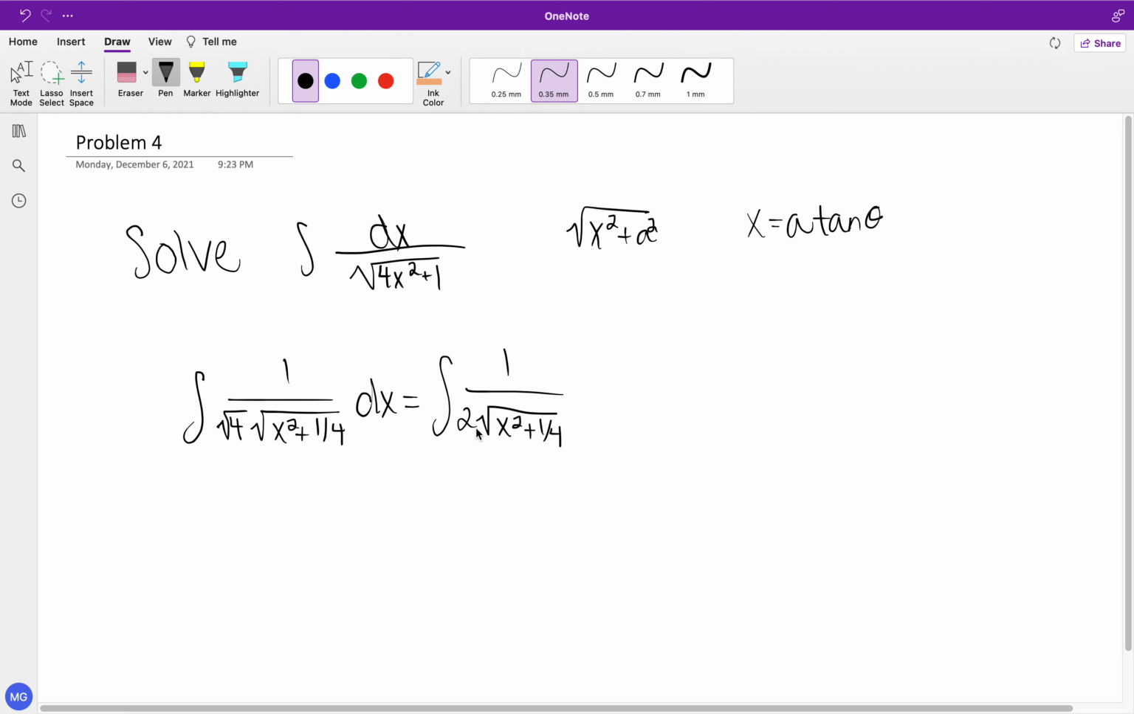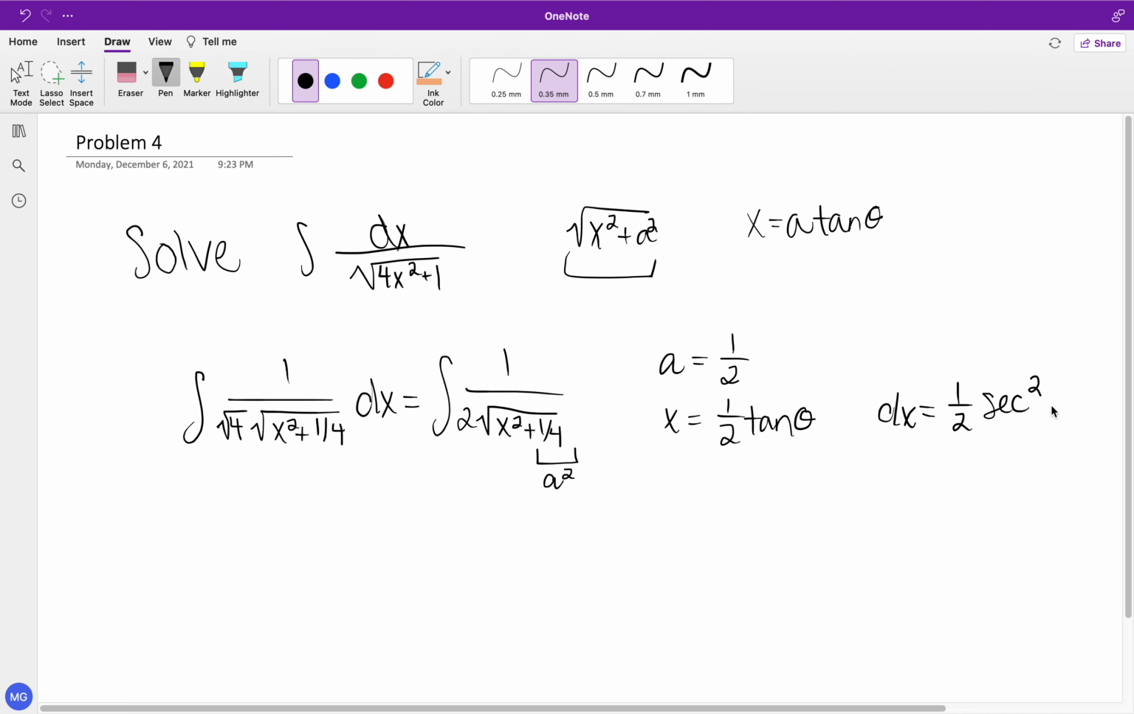And from here we can see that it's in the same format as this. So this is our x squared, and this is our a squared. From here we can see that our a is 1/2. Therefore our x would equal 1/2 tangent of theta, and our dx would be 1/2 secant squared theta d theta.